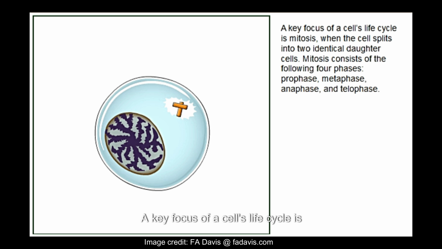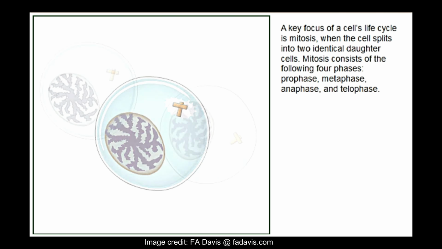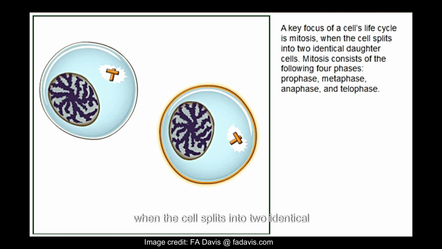A key focus of a cell's life cycle is mitosis, when the cell splits into two identical daughter cells. Mitosis consists of the following four phases: prophase, metaphase, anaphase, and telophase.